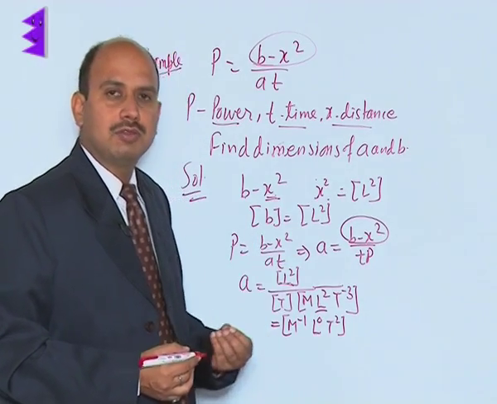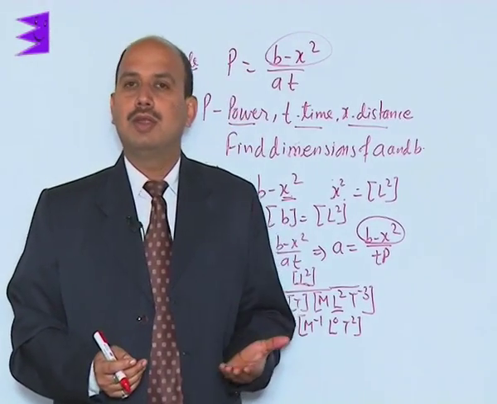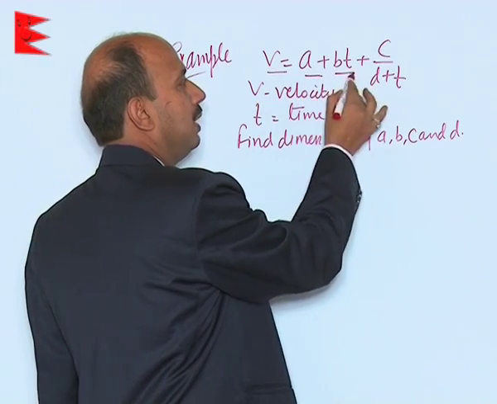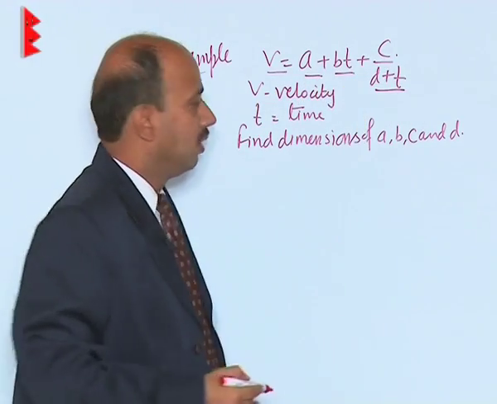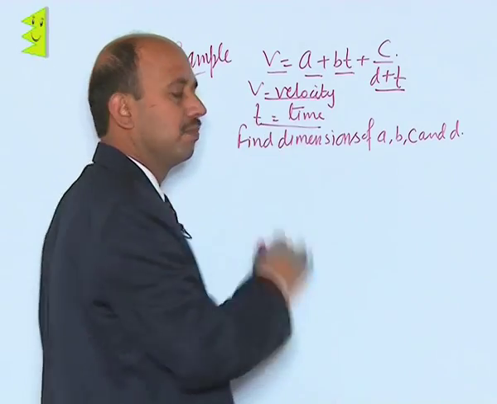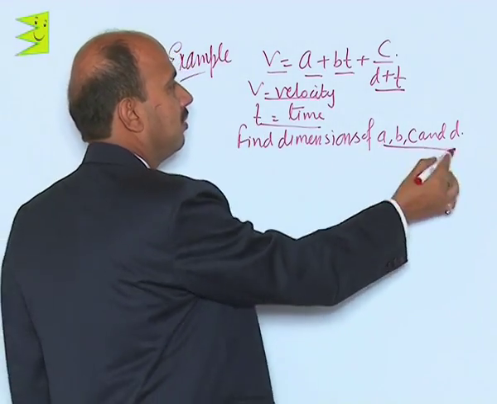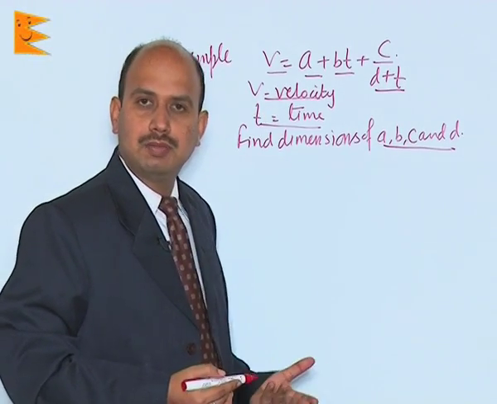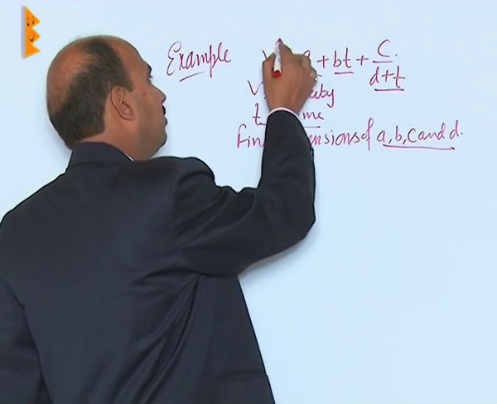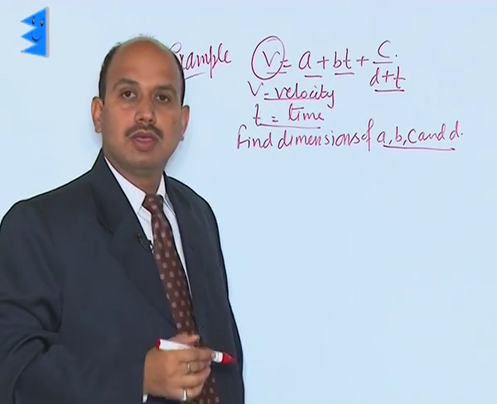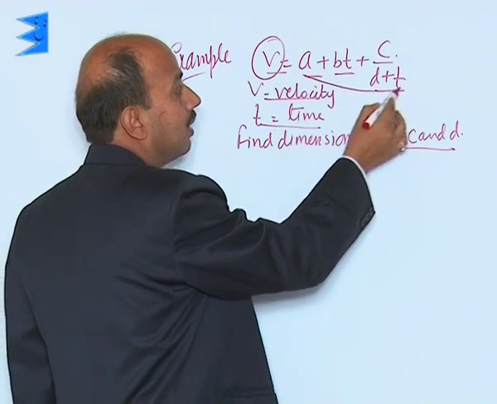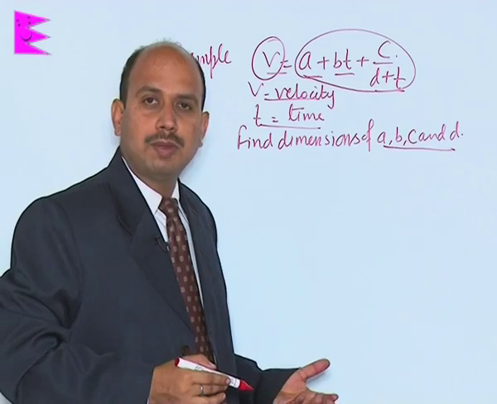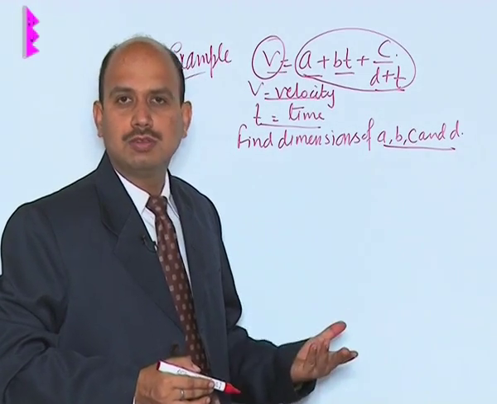So, by this way you can get the dimensional formula of A and B. The main concept here is that only similar quantities can be added or subtracted. Now, see this example, V is equal to A plus Bt plus C upon D plus T, where V is velocity, T is time. Find dimensions of A, B, C and D. Now, see here, left hand side equals right hand side dimensionally. So, whatever is the dimensional formula of V, each term on the right hand side will have the same dimensional formula, because we know the concept that only like quantities can be added or subtracted.